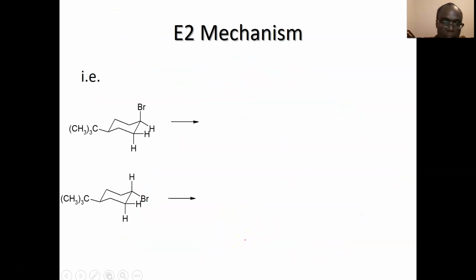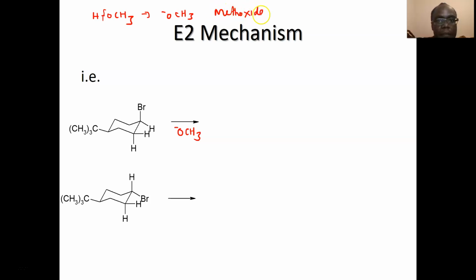Okay, so now let's look at the E2 mechanism. So suppose I give you a base. So let me this time give you an alkoxide. So in fact, if you have methanol and you lose this hydrogen, you're going to get OCH3 minus. Because it's a methyl, we call this methoxide. Okay. If it were ethanol, this will be the structure of ethanol. If you lose this hydrogen, you get O minus CH2CH3. This one will be called ethoxide.